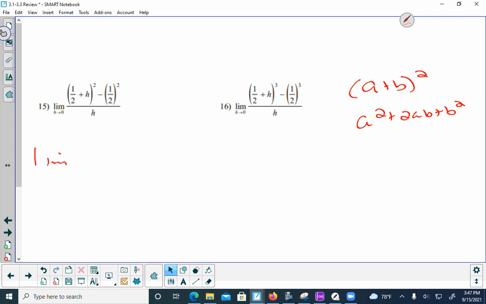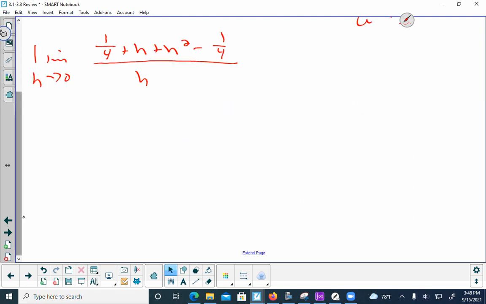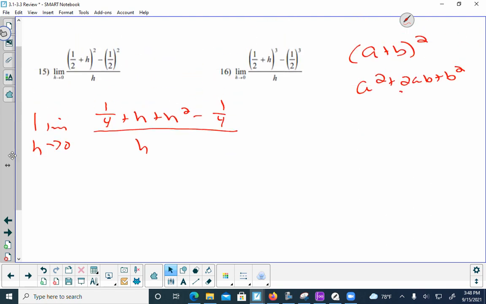So I'm going to take the limit as h approaches 0, and then 1/2 squared is going to be 1/4, plus, when I multiply 1/2 times h, it's 1/2 h. I'm going to take 2 times that, so that's just going to be h, plus h squared, minus 1/4, all over h. Now I can see that the positive 1/4 and negative 1/4 will be 0.